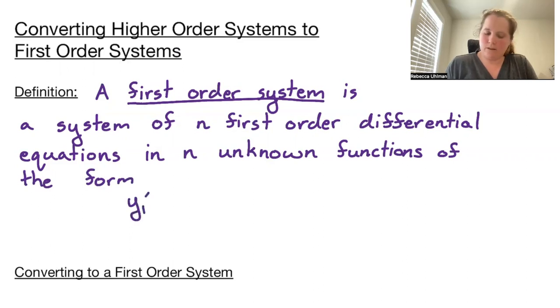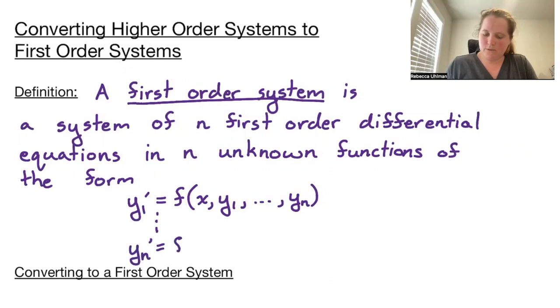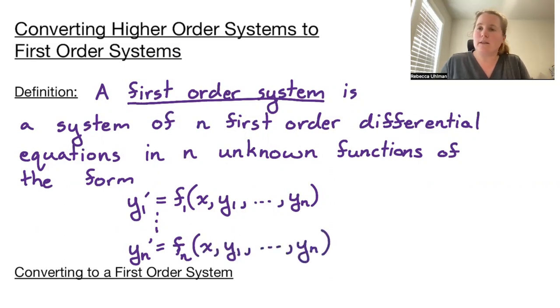y1 prime is equal to some function of x and y1 through yn, all the way through yn prime is equal to some function. I'm going to call the first one f sub 1, and yn prime is equal to a function f sub n of x and then y1 through y sub n. So notice that each derivative yi prime can be written in terms of only the original functions, not any of their derivatives.